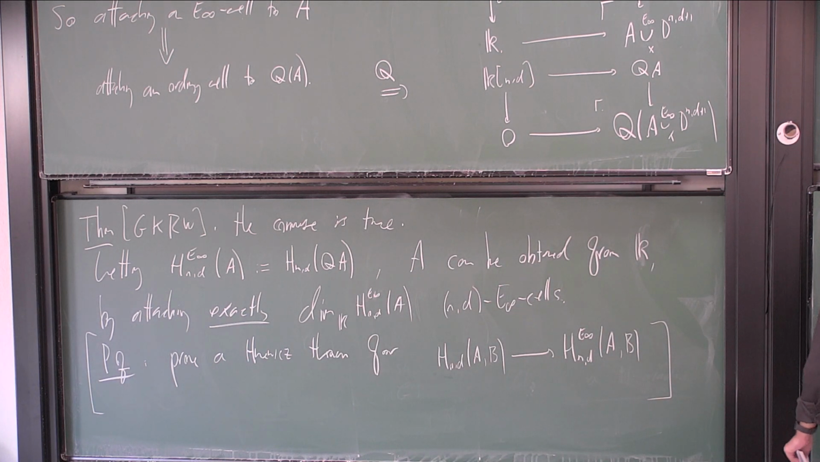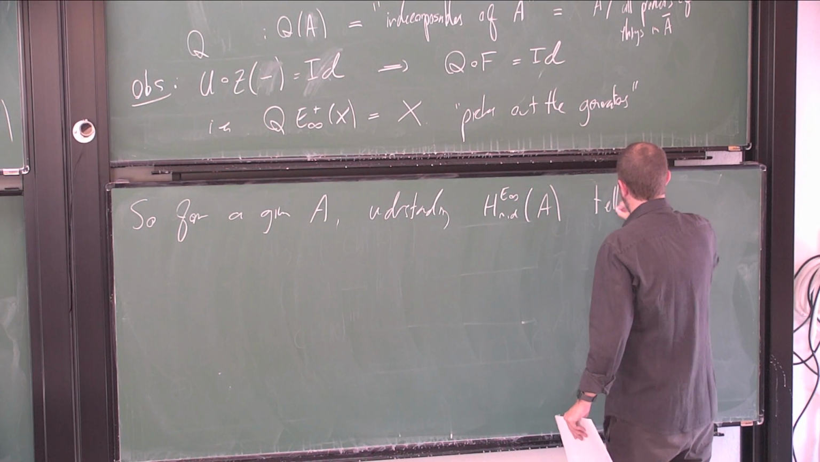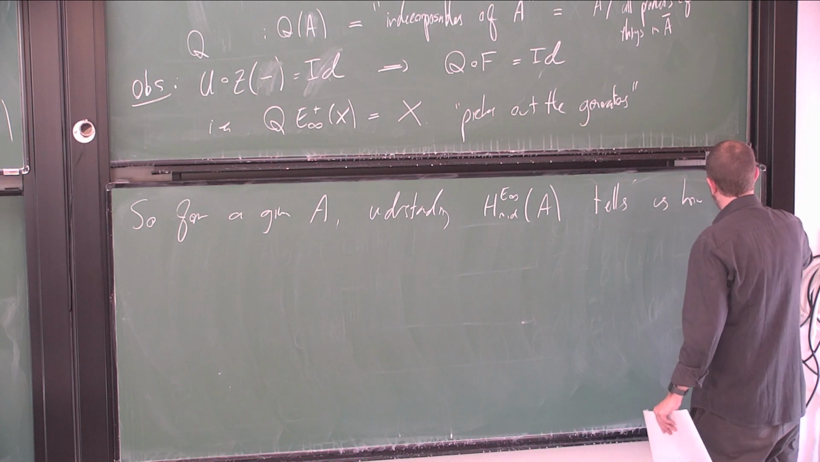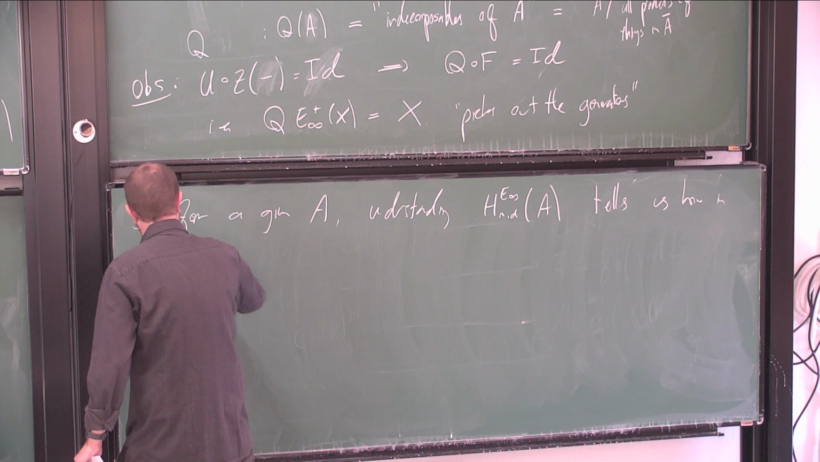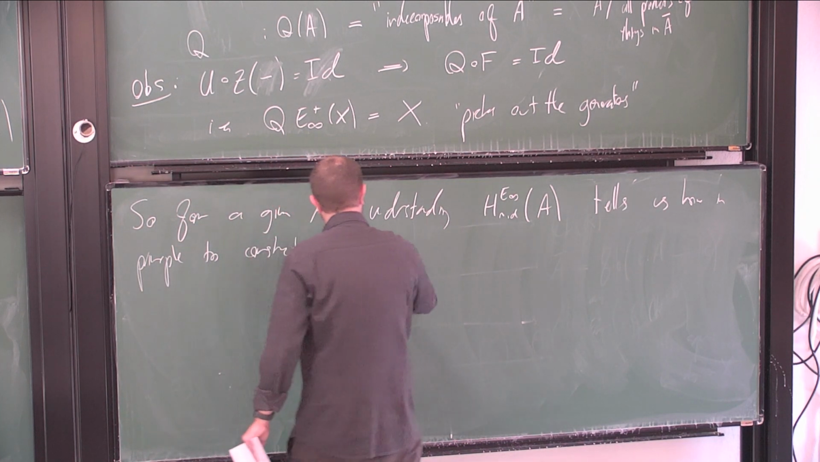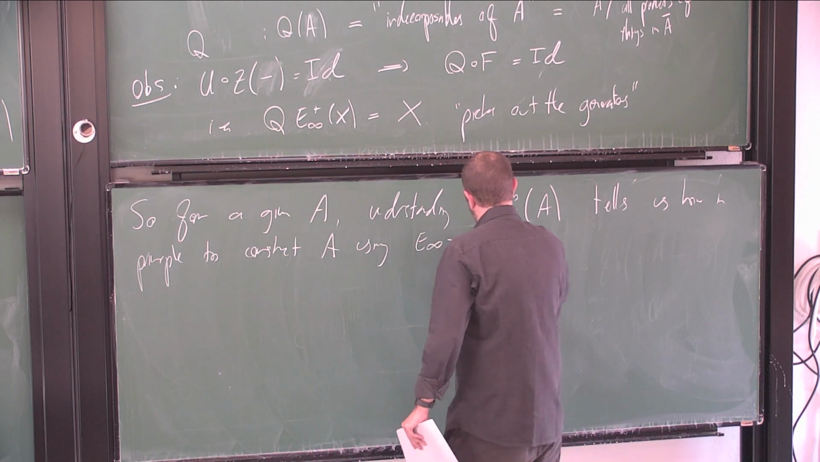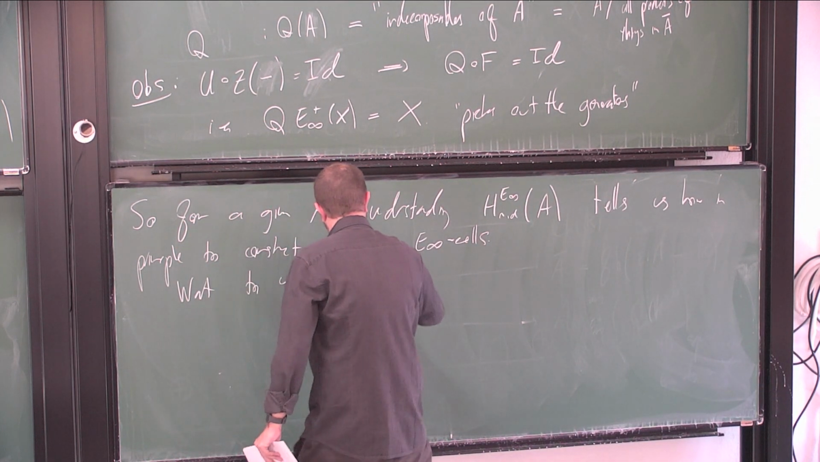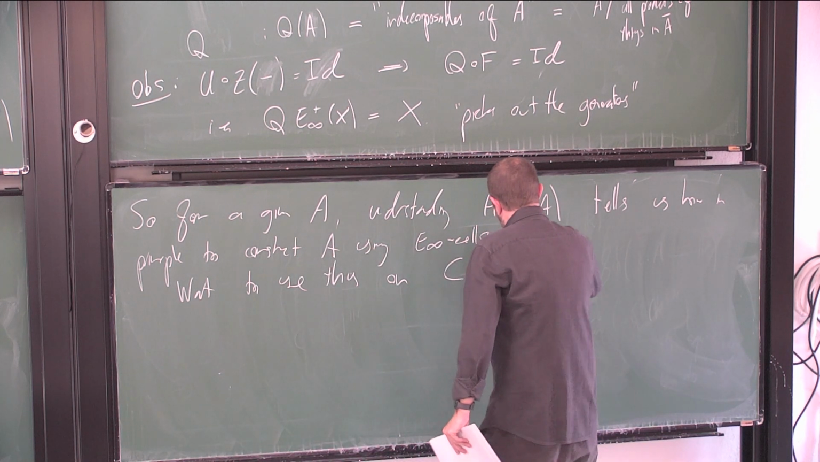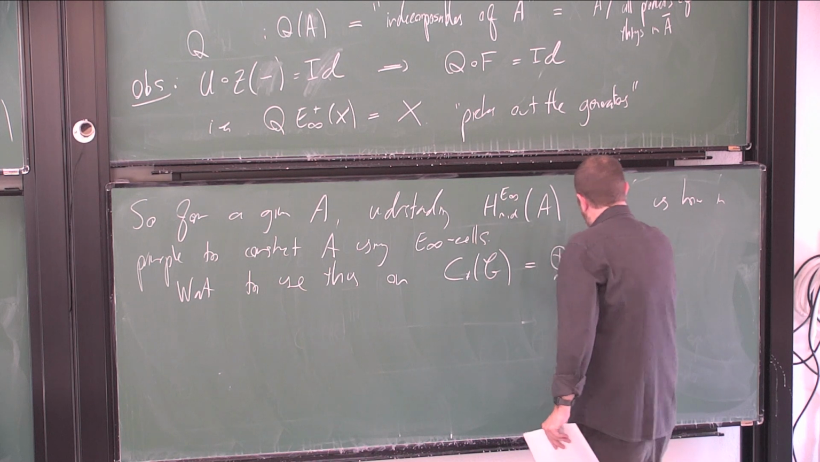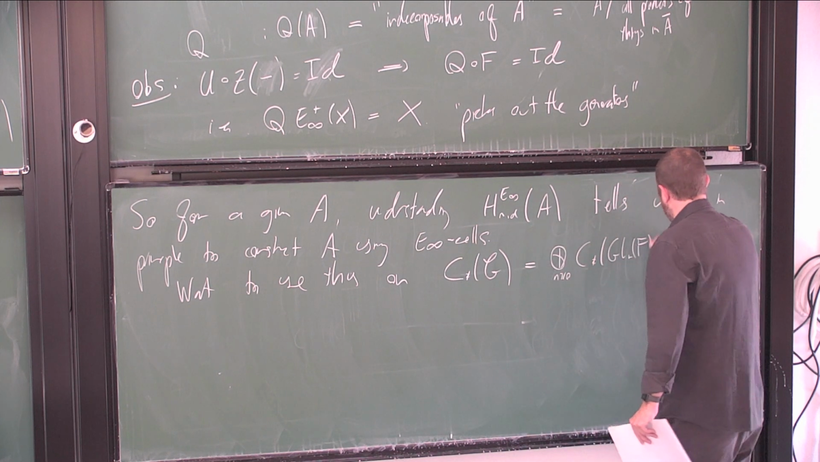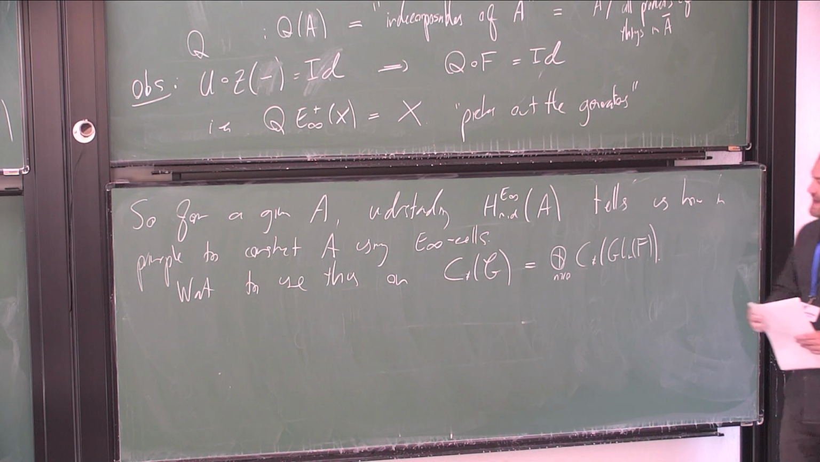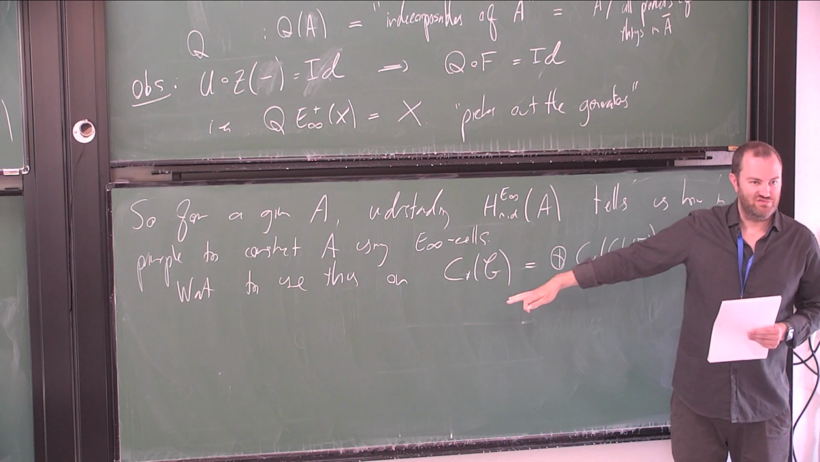So for a given A, understanding this E-infinity homology tells us how, in principle, to construct A using E-infinity cells. So I want to use this, and that's going to be the point of the next talk. I want to use it on this specific E-infinity algebra. So I want to somehow access this E-infinity homology and then deduce something about a cell structure rather than the other way around.